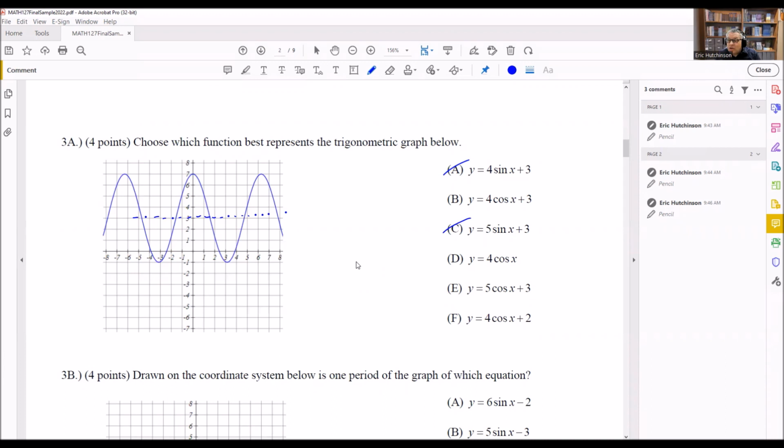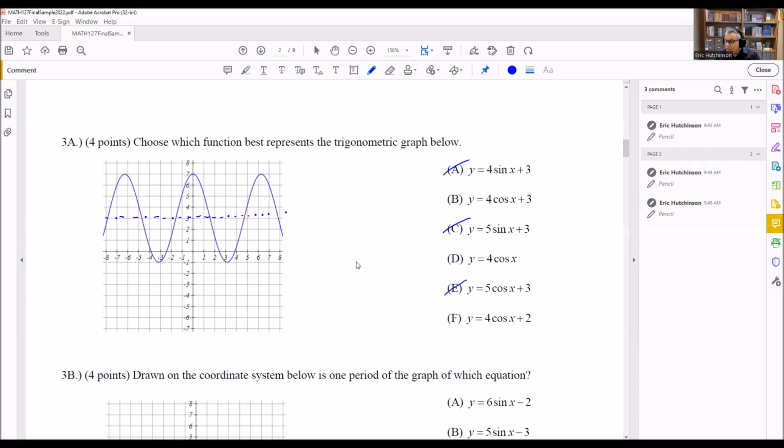The amplitude is the distance from the middle of the graph all the way up to the top or the bottom of the graph, and it should be the same. That's why we're drawing this line that cuts the graph exactly in half. So I see that there are 4 units to go up and 4 units going down. That means I need to have a 4 in front of my cosine graph. So now I can eliminate this one because that has a 5. That's not going to work either.